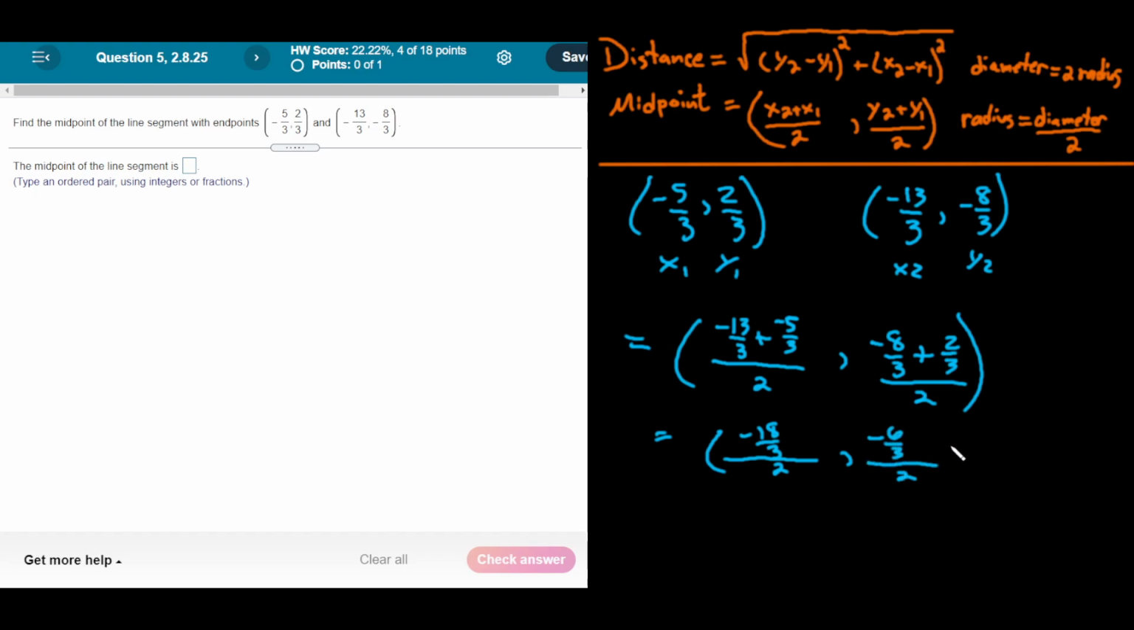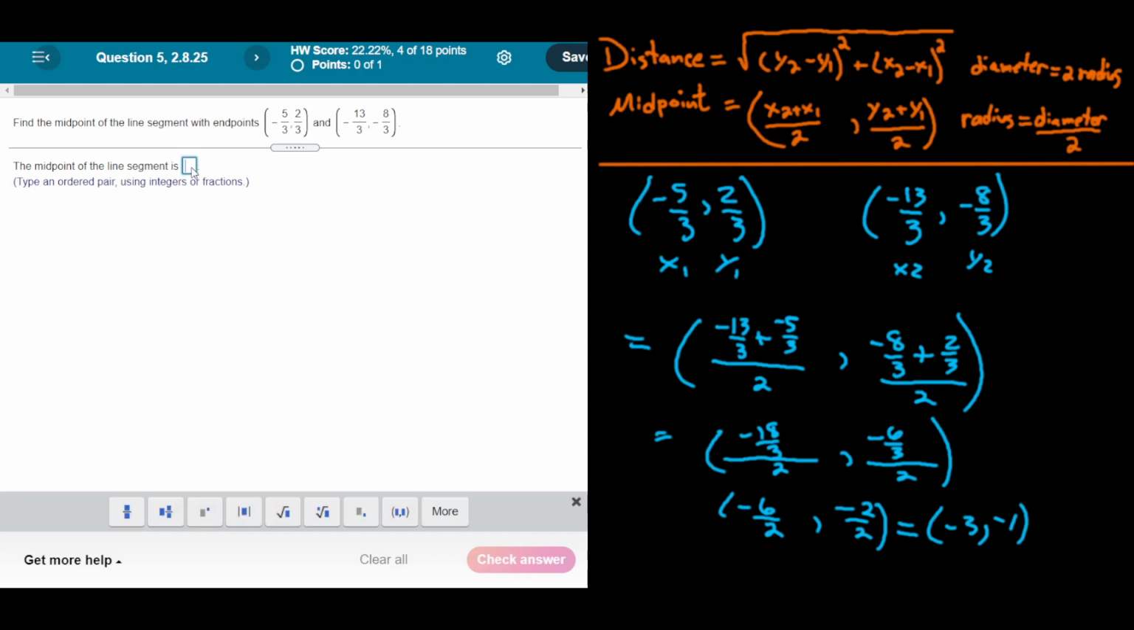All over 2. And look, they're divisible. So we can go ahead and solve what negative 18 over 3 is, and we get a negative 6 over 2. And over here, negative 6 divided by 3 is negative 2 over 2. And everything is nice and divisible. So negative 6 over 2 is negative 3. Negative 2 over 2 is negative 1. And we're done. So this is negative 3 comma negative 1.